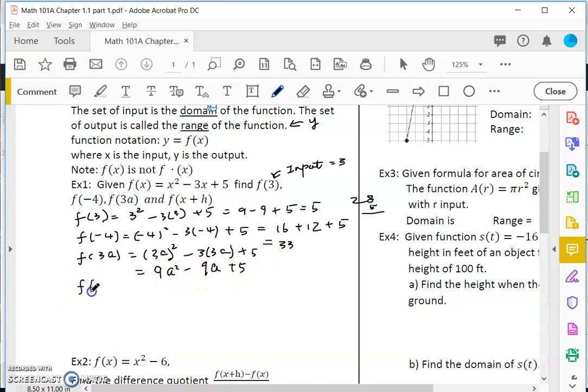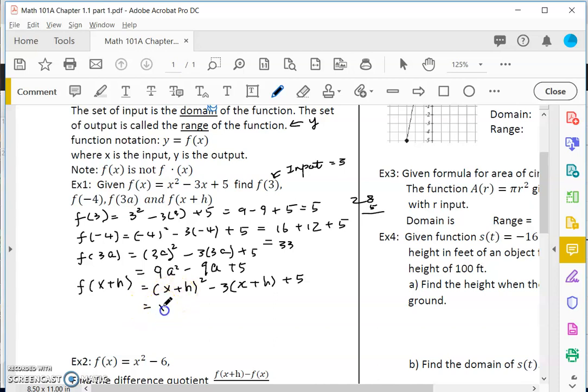A more difficult one would be to plug in x plus h as the input. Now x plus h is two variables, a sum, but I'm treating this as the whole input. So whenever I see x in the formula, I'm going to replace it with x plus h. The original function has x squared, so I replace it with x plus h squared, and I have a 3x. Anytime I see an x, which is the input, I replace it by x plus h, plus 5. So this is what I should simplify.